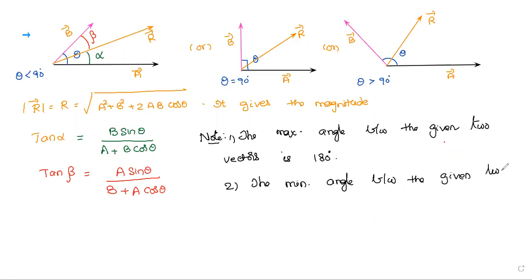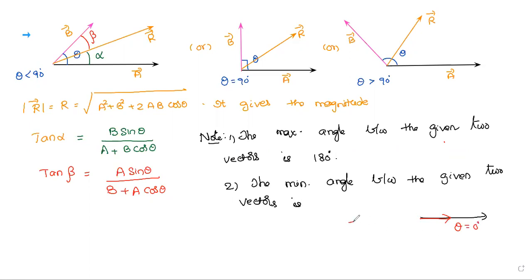Identify. Very good. Nisha this time responded quickly. Minimum means both the vectors come in the same direction like this. Yes. If they come like this, the angle between them, theta, is equal to 0 degrees.